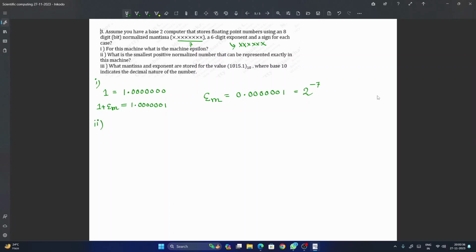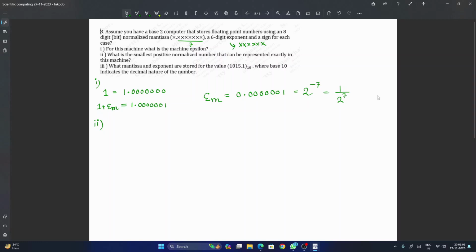So then we go to question number 2. So that is the answer. It is your machine epsilon. You don't need to convert it to decimal because it is already a number, 1 into 2 to the power minus 7. Just calculate 2 to the power minus 7 and you will get the value. That means 1 by 2 to the power 7, and that is a very small value obviously.